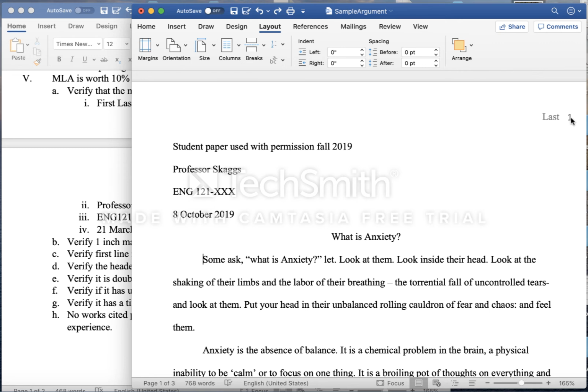Again, it's not your job to fix it necessarily. You can help the student if you want, but you can just circle it or put a note in the discussion that says they need to add their last name and the page number up here.